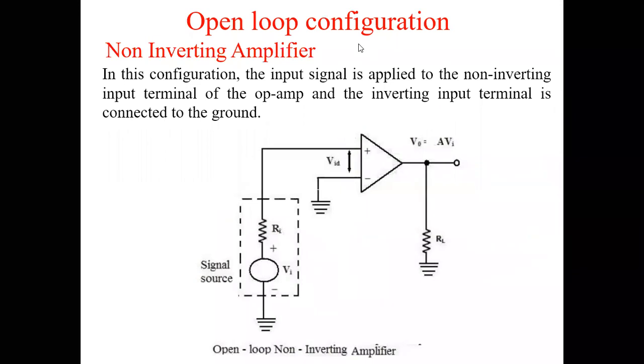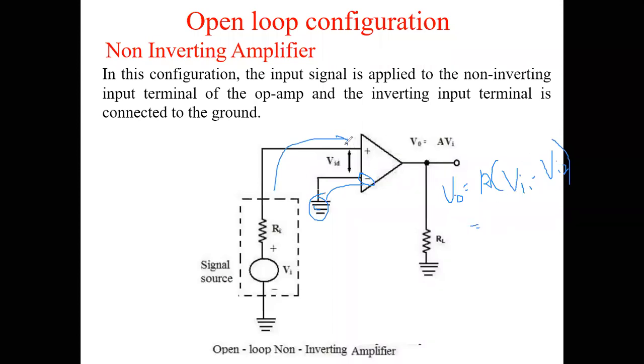Similarly for the non-inverting amplifier, the input is given to the non-inverting terminal, and the inverting terminal is connected to the ground, and we know that V0 is equal to A into (Vi1 minus Vi2). So here, what is Vi1? Vi1 is nothing but Vi.